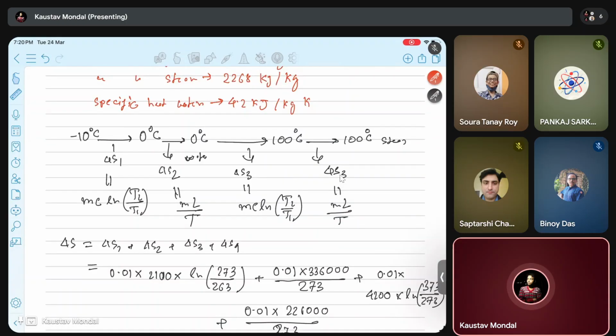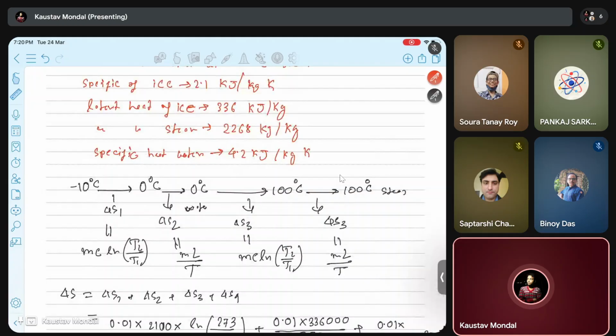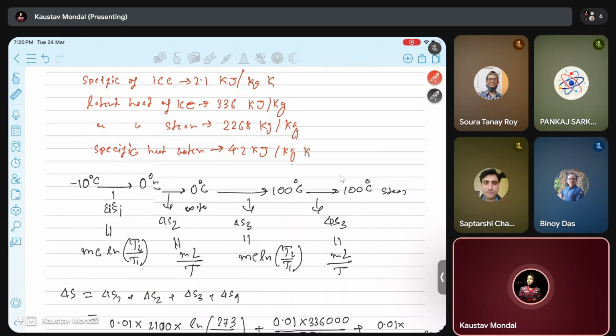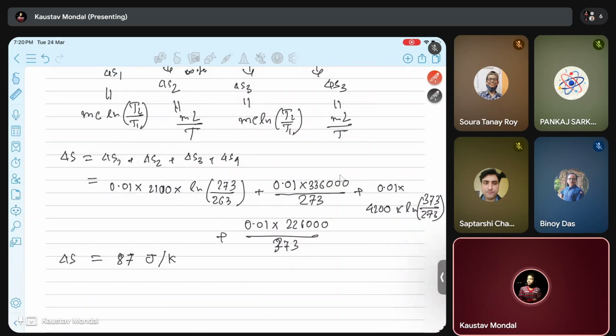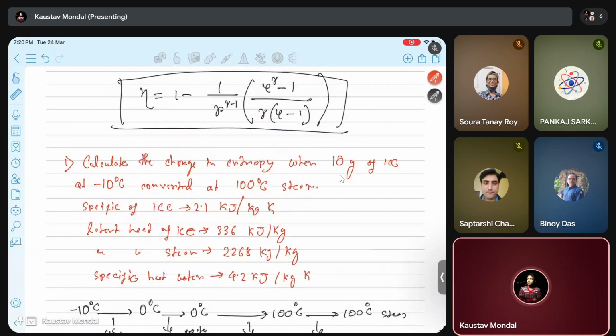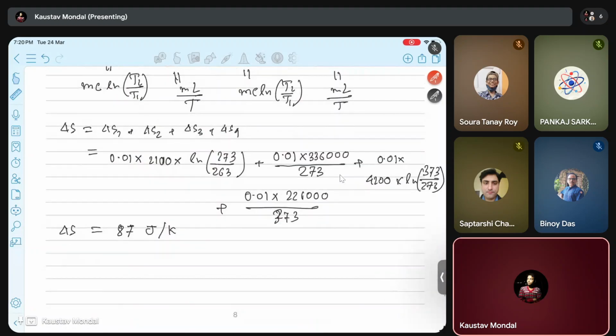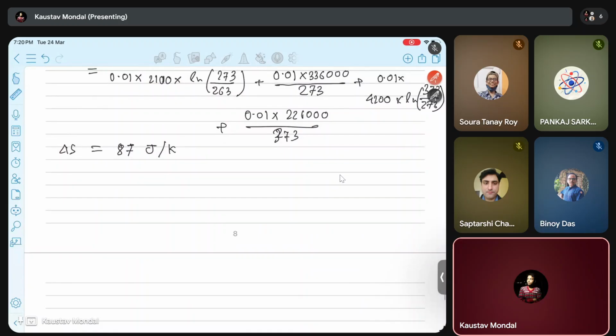Okay, so the best thing is to first write all of the processes that are happening: where the temperature change is happening, where the phase transition is happening, and depending upon all the processes, write down the corresponding change in entropy. By doing that, you can easily calculate the total change of entropy for this type of system.